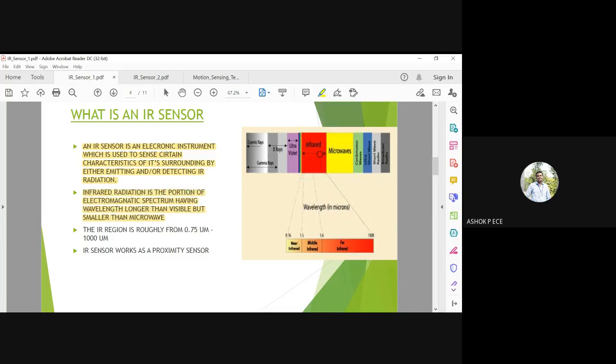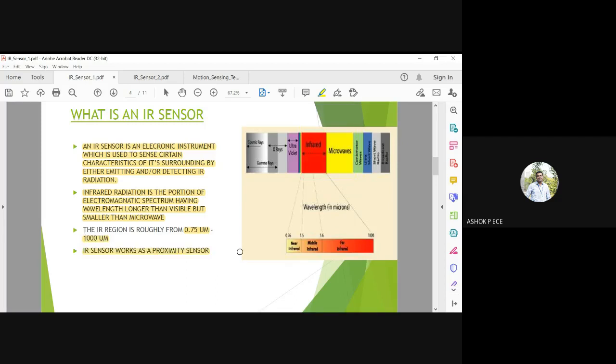So infrared actually comes after the visible spectrum. The visible spectrum starts with violet and ends with red, right? So infrared comes after red, and it is roughly in the range of 0.75 micrometers to 1,000 micrometers. So the IR sensor is going to work as a proximity sensor.